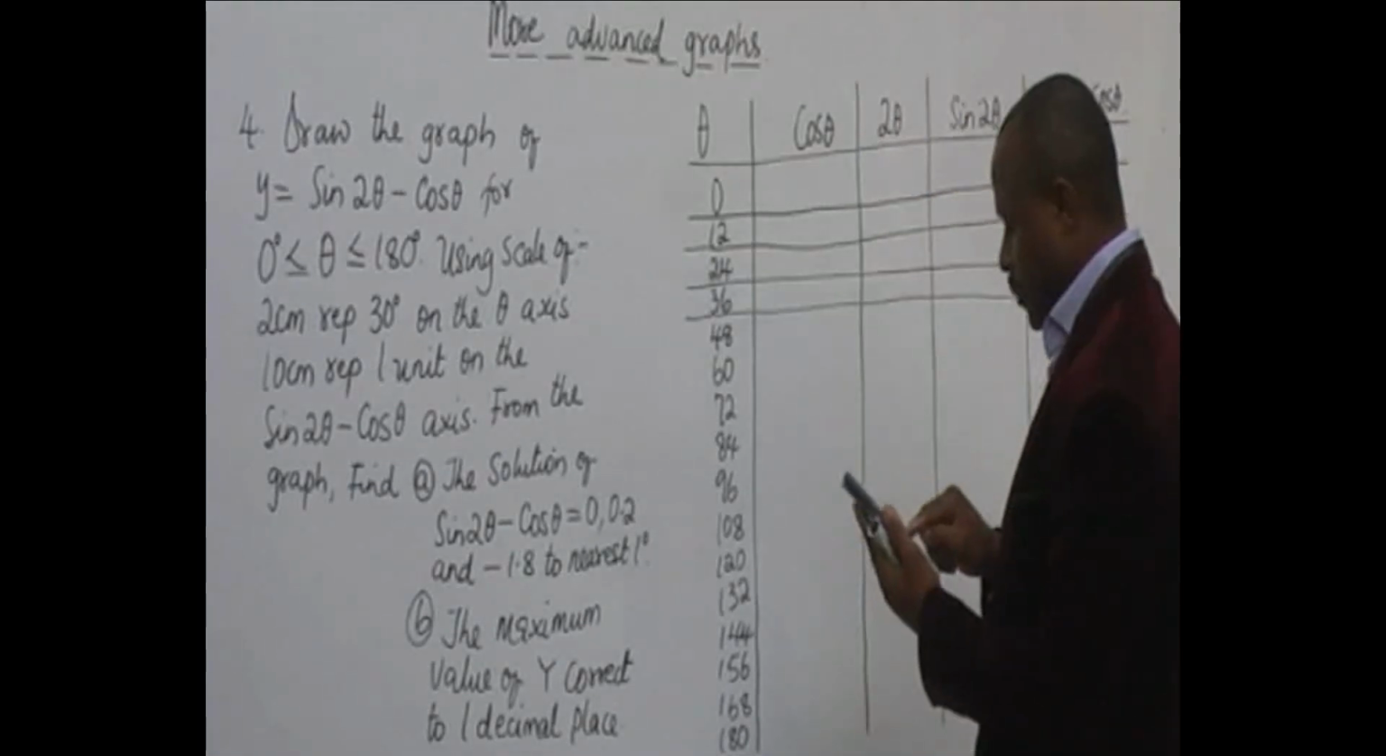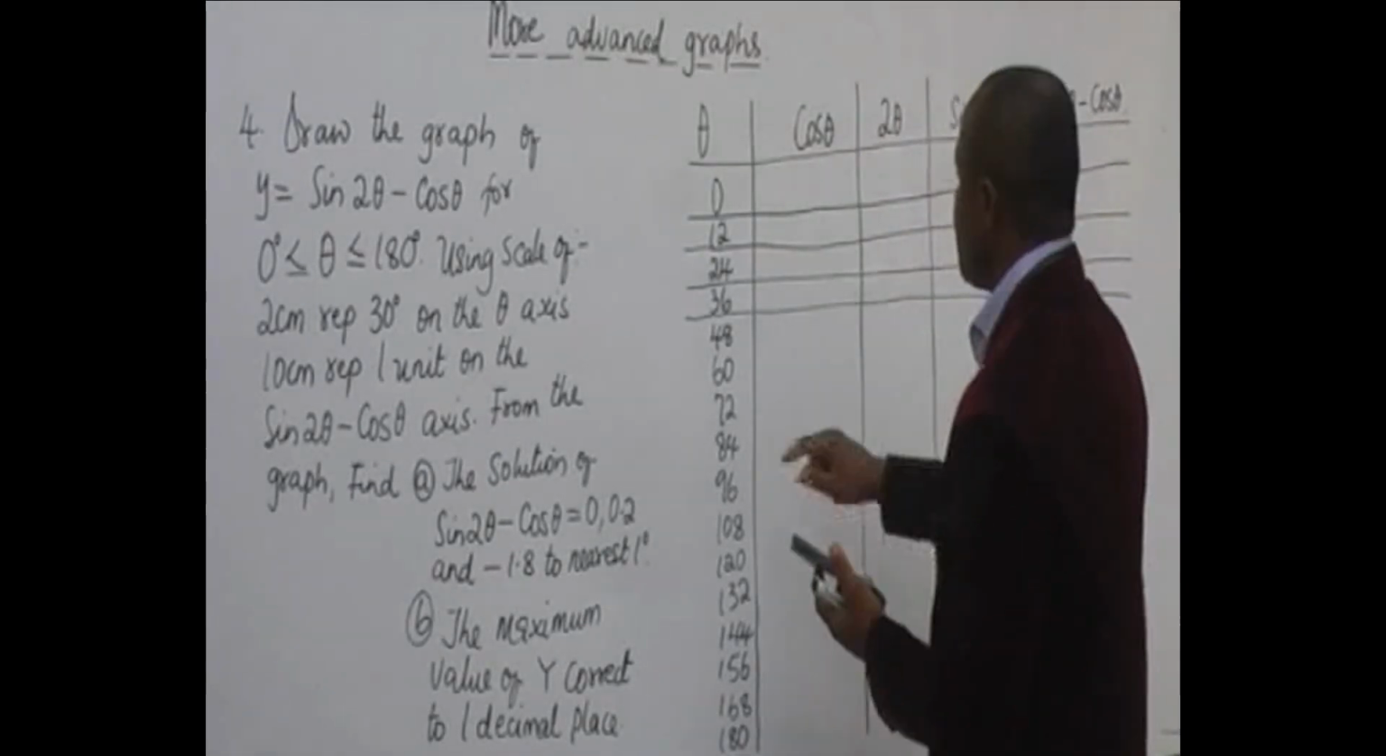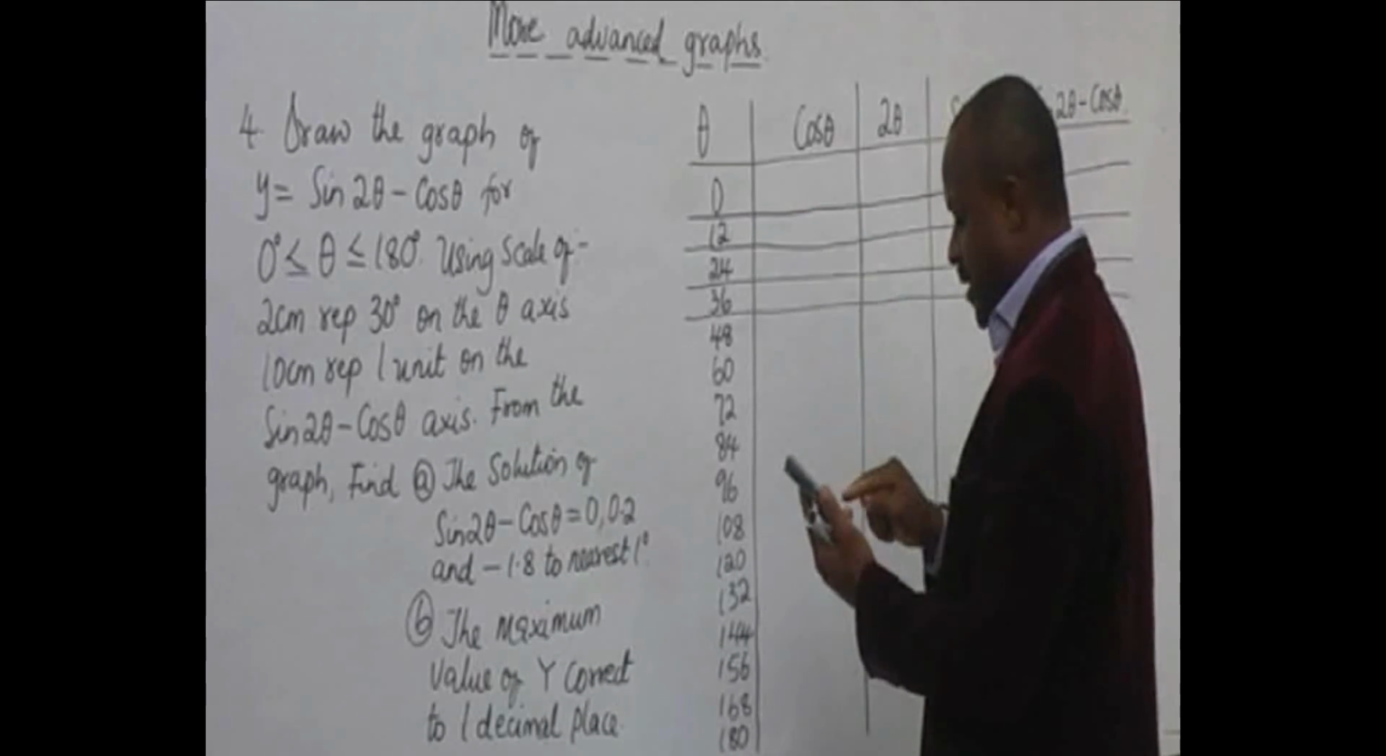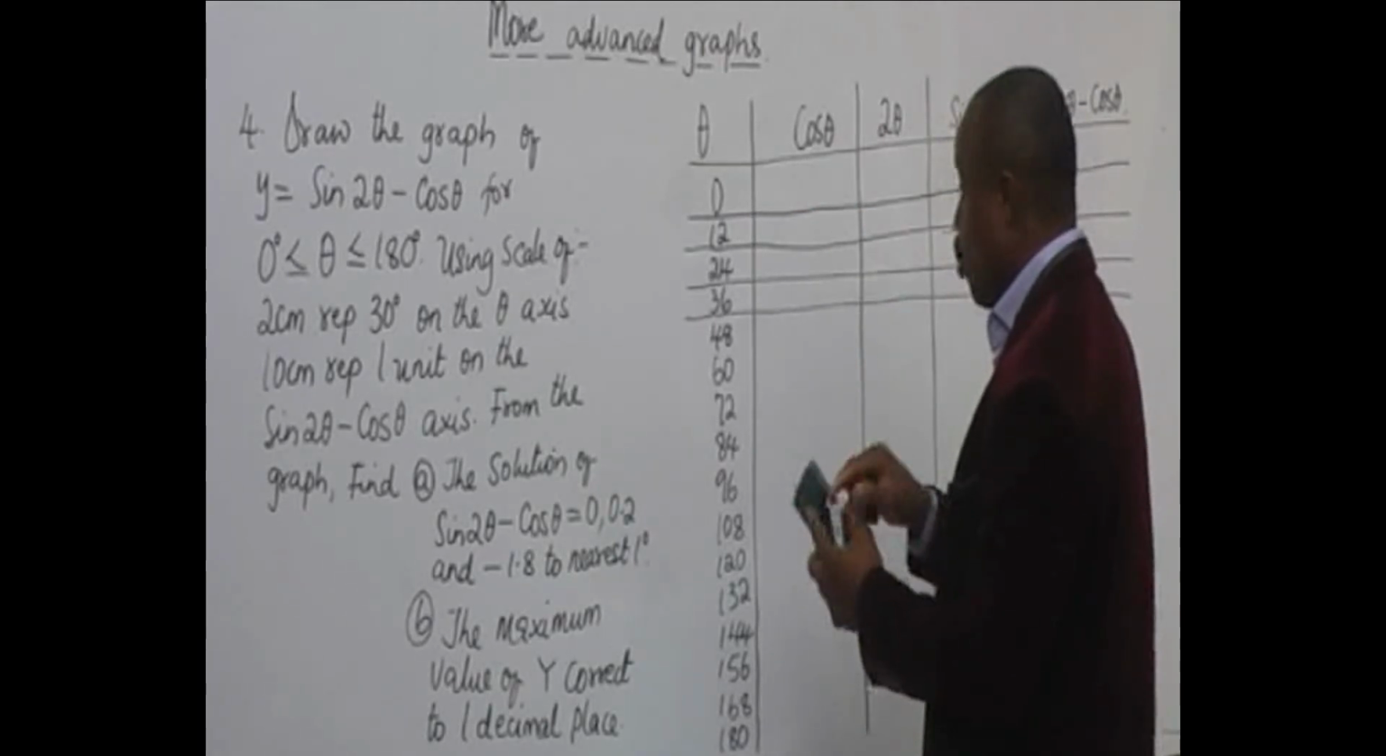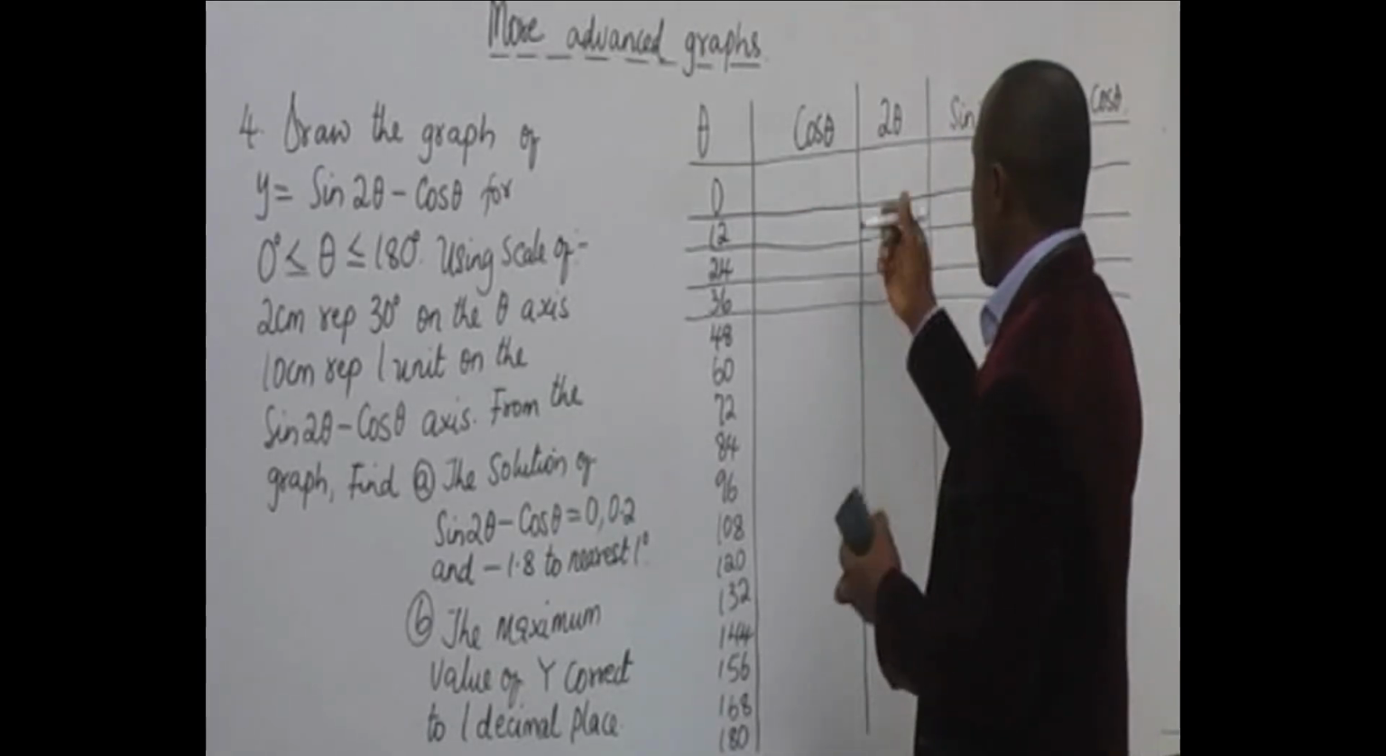Okay, we have 0. What is cosine 0? Cosine 0 is equal to 1. So here we have 1.